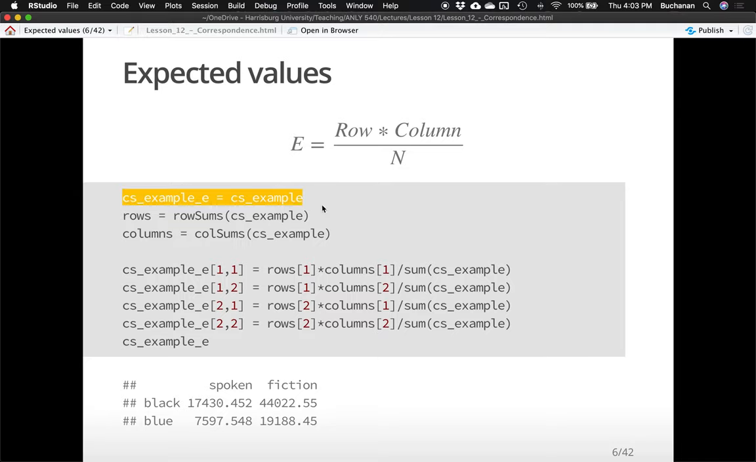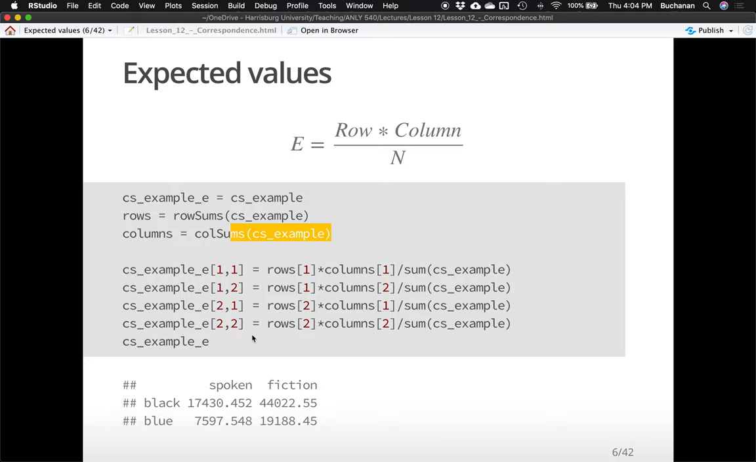So I made myself a little data matrix that has the E values. I calculated the row sums and the column sums. And then there are faster ways to do this, but just to show you what's happening for row one, column one, I did row sum for row one times column sum for column one and divided by the complete sum, the total amount of black and blue mentions across these two registers. And did that for all four of them, and then I printed it out.